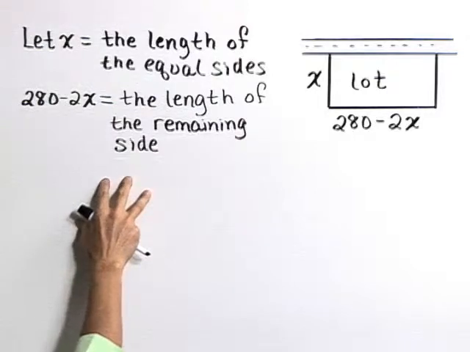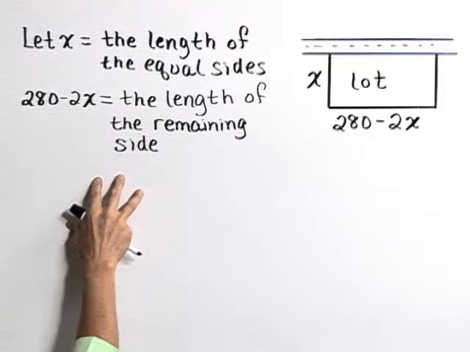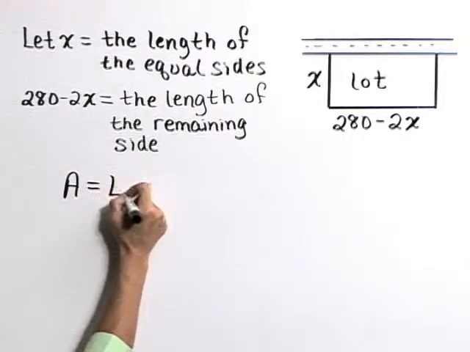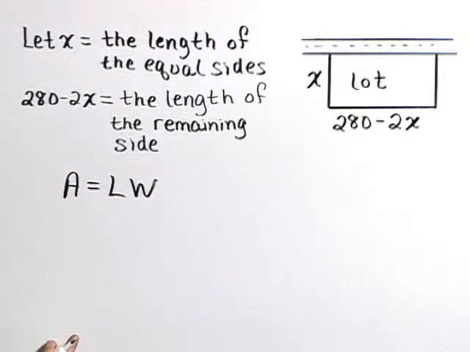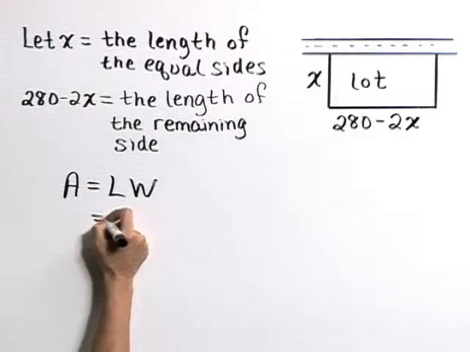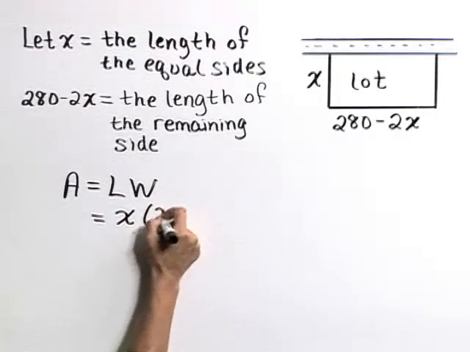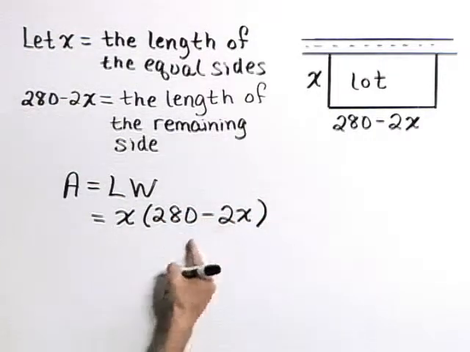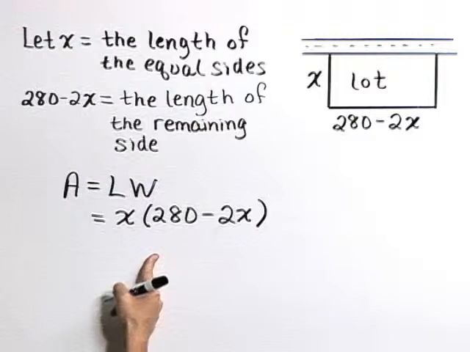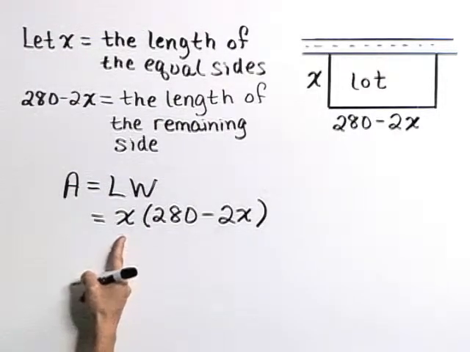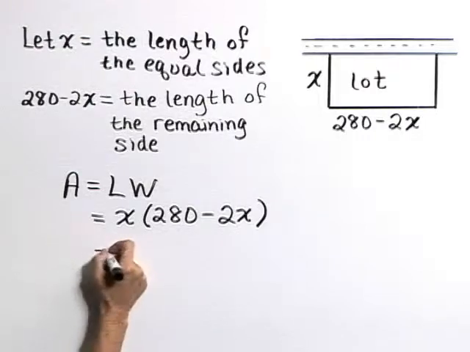Now let's write an equation. We're given information about area. We want to maximize the area, so let's start there. The area of a rectangle is length times width. We've described the dimensions of our rectangle as x and 280 minus 2x. So let's use those for our dimensions. Now, we want to find the value for x that's going to maximize this area.